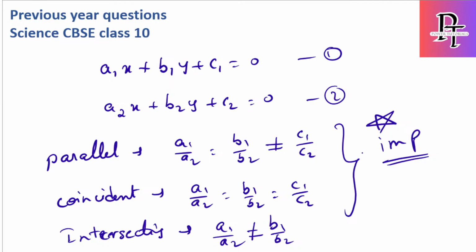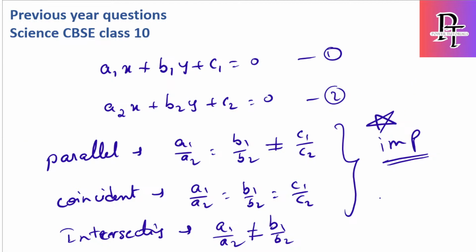They'll simply give you 2 equations and ask whether they are parallel, coincident or intersecting. If you simply find the ratios of these equations, you can figure out whether they are parallel, coincident or intersecting.